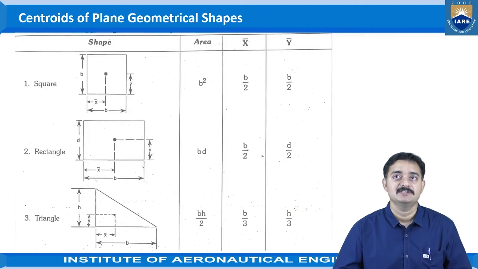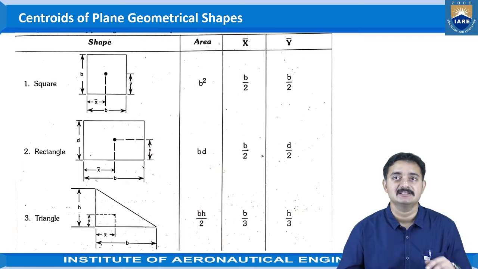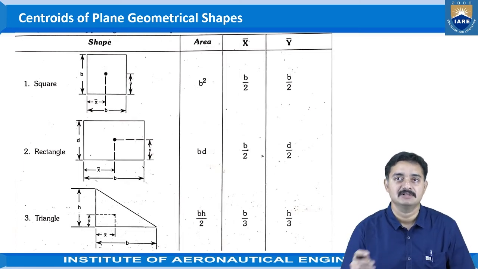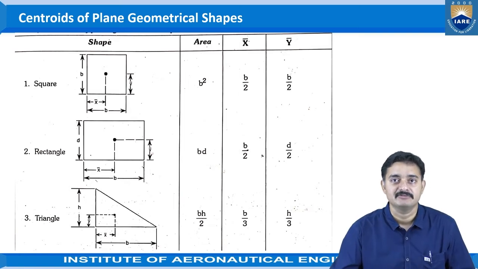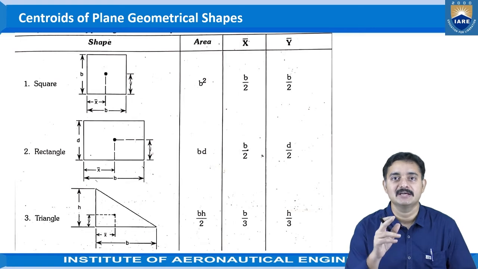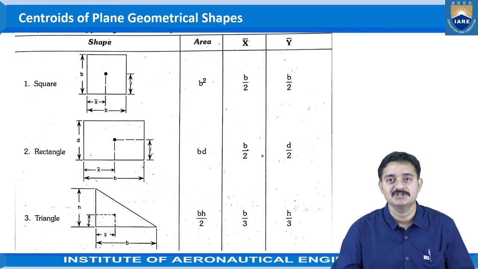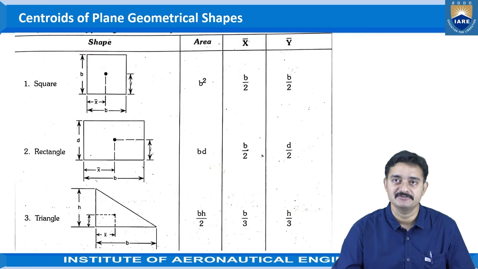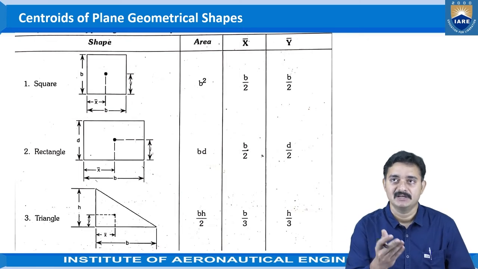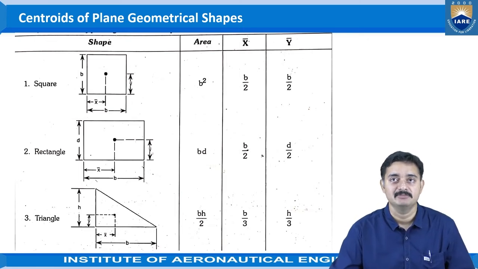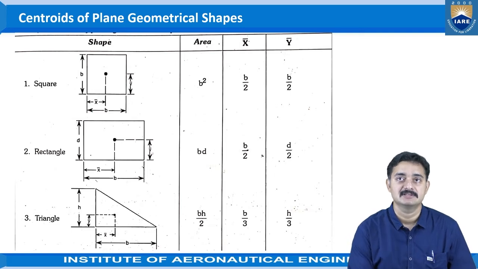For the centroids of plane geometrical shapes, the same procedure is used. We identify a small strip, take the area of that small strip, and then apply integration to obtain the area of the whole lamina. Then we identify the position by substituting this into the centroid's formula. The same procedure is used for all plane sections. Directly, the values of the centroids are given here as examples.